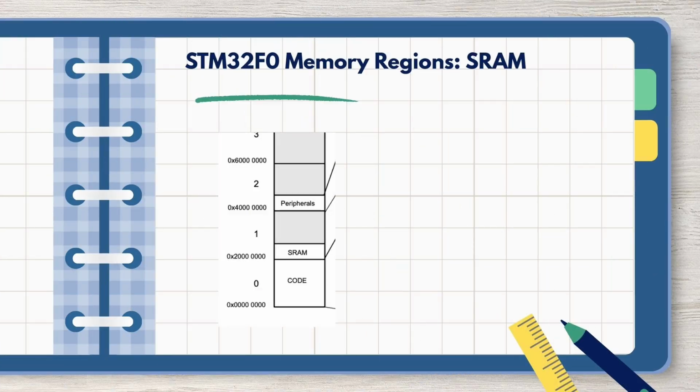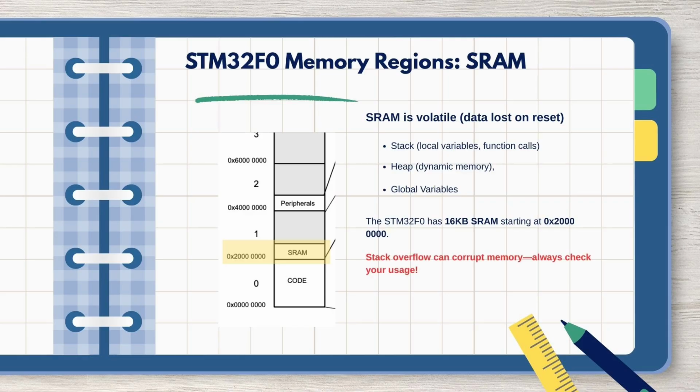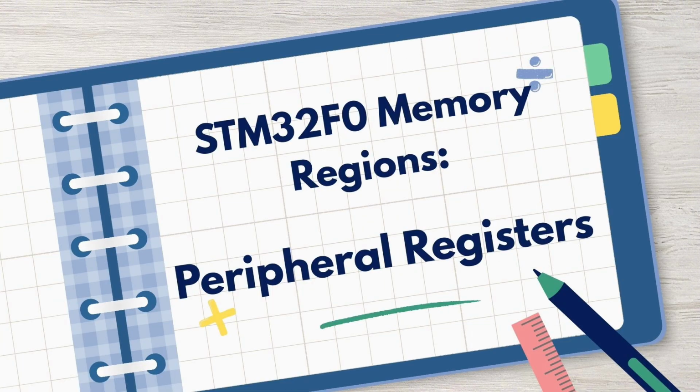SRAM. SRAM is volatile memory, which means data is lost on reset, and it is used for the stack, where local variables and function calls reside, the heap, for dynamic memory allocation, and global variables. The STM32F0 has 16 kilobytes of SRAM starting at memory address 0x20000000. Take note that stack overflow can corrupt memory, so always check your usage.